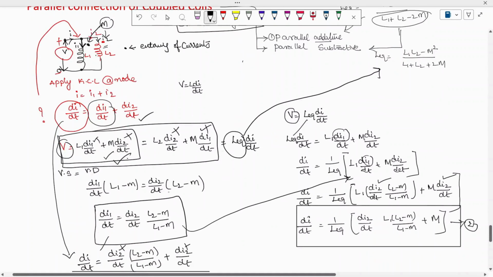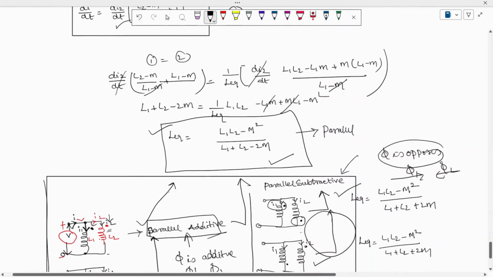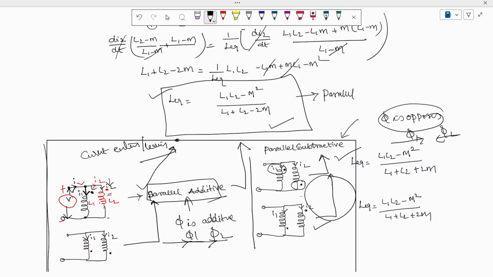If you want, what you have to do is write down the voltage equation and express the di by dt only in terms of I2, and just equalize, then you'll get the formula for parallel additive, parallel subtractive. Here currents are entering the dots or leaving the dots, but here one current is entering the dot and one current is leaving the dot.